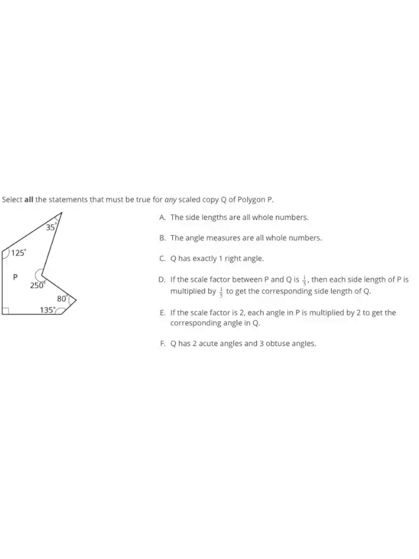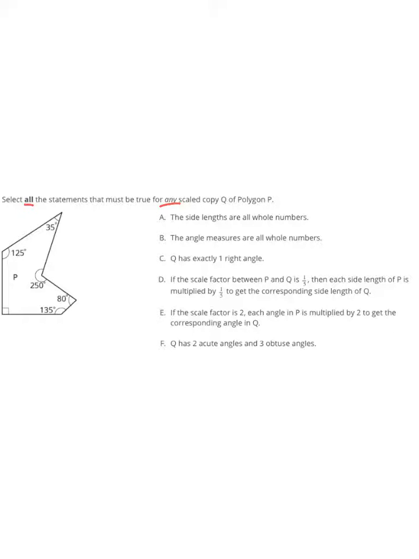We have to figure out, of all of the statements that are listed here, which have to be true for any scaled copy Q of polygon P. So they're giving us polygon P. We'll notice the angle measures and the shape of it, and then we're going to go through the list here.